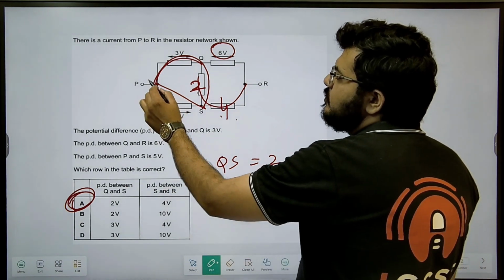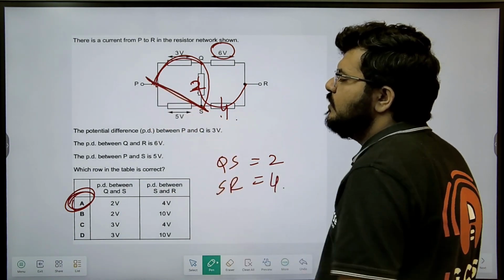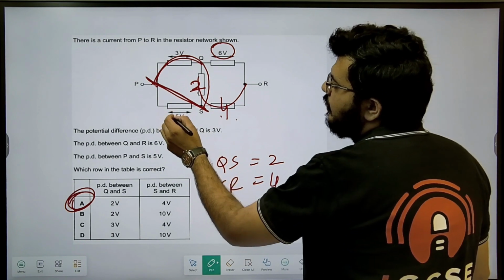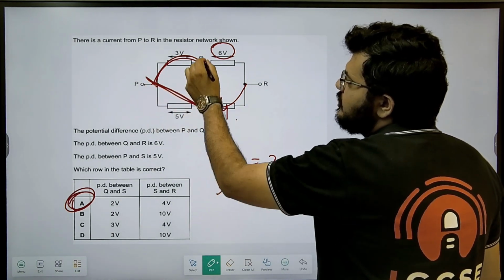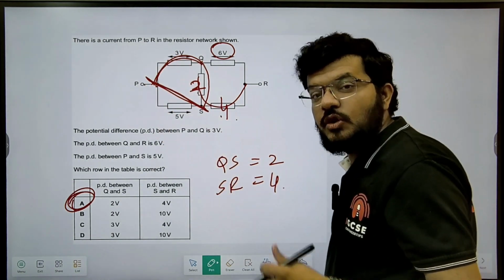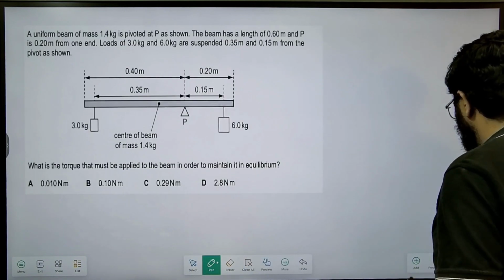So potential difference between P and S should also be 5. I cannot have PS plus SQ is equal to 3 because this is already 5.